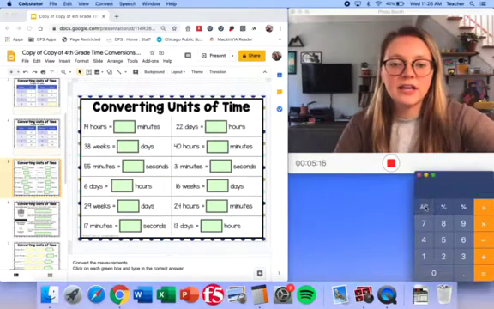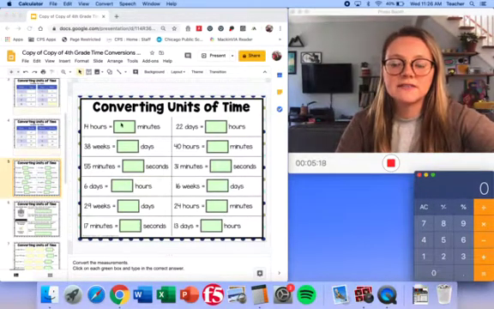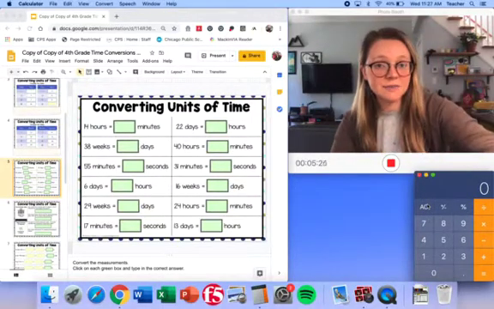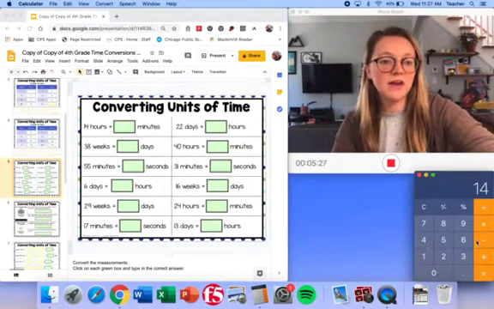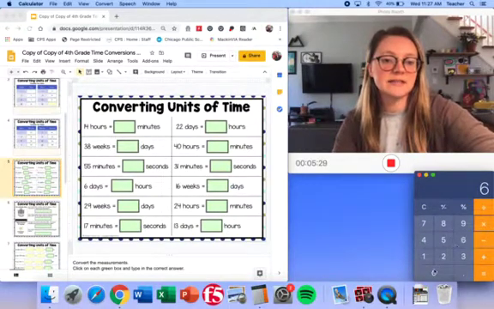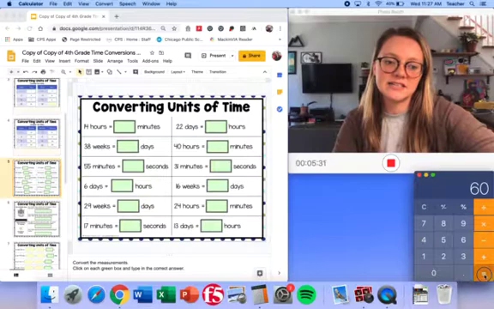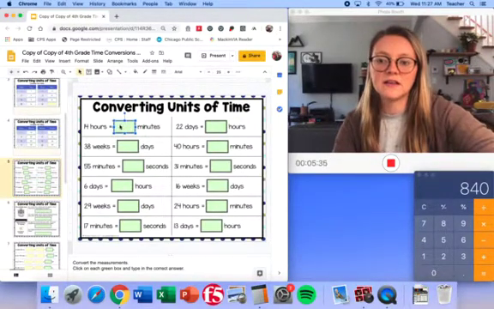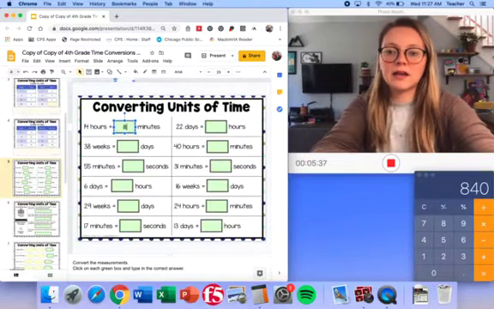So let's try it here. Converting units of time. In 14 hours, there's how many minutes? Well, in 1 hour, there are 60 minutes. So I'm going to multiply the number of hours, 14, times the number of minutes, which is 60, and I get 840. So in this box, I would type 840.